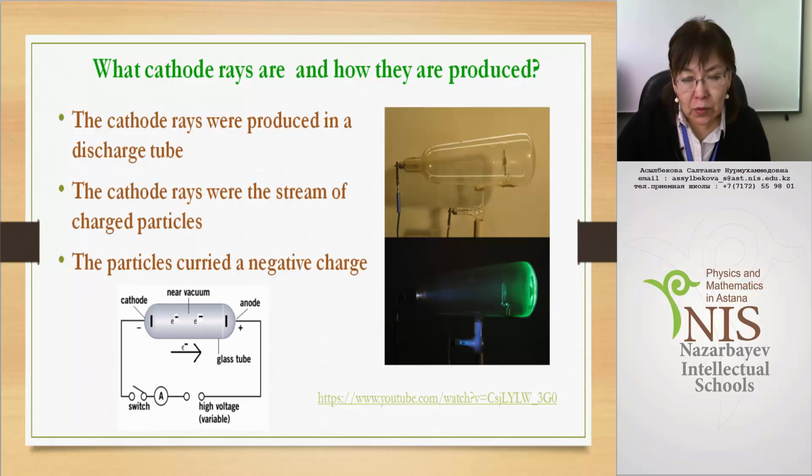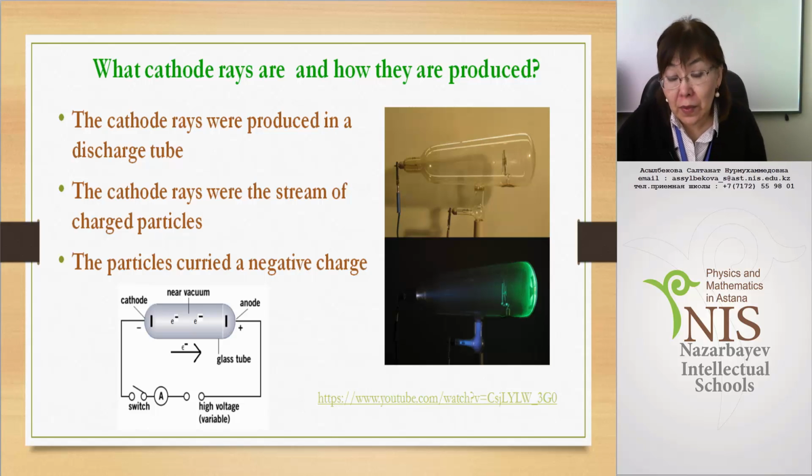So, it was found that the cathode rays produced in the discharge tube were a stream of charged particles which carry a negative charge. You can see this on this diagram, and you can watch the same movie on the YouTube channel.